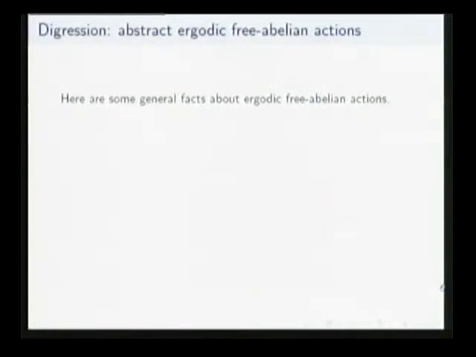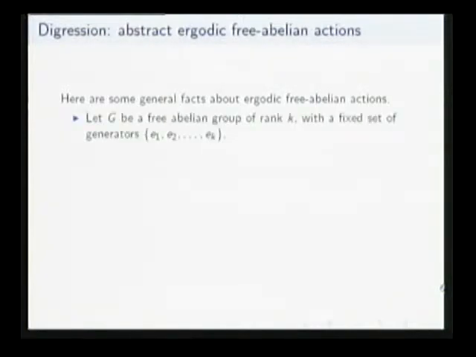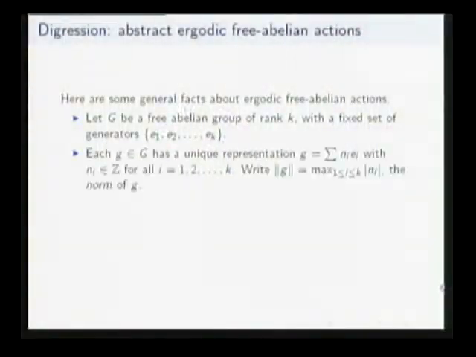So let me just make a few remarks about general free abelian actions on the circle, in order to state a criterion for unique ergodicity. Because we're talking about one orbit of a dynamical system, and we need to say something that implies that this orbit is typical. And this thing is unique ergodicity. If you have a free abelian group of rank K with a certain set of generators, you take any element of the group, there's a unique expression of this element as a linear combination of the generators. I'll denote by norm of g the maximum of these integers in absolute value. That's a norm in this group.